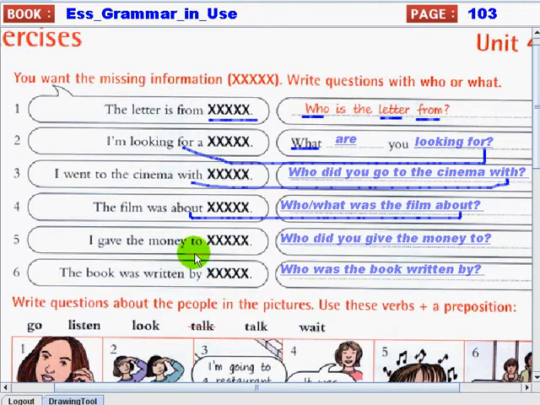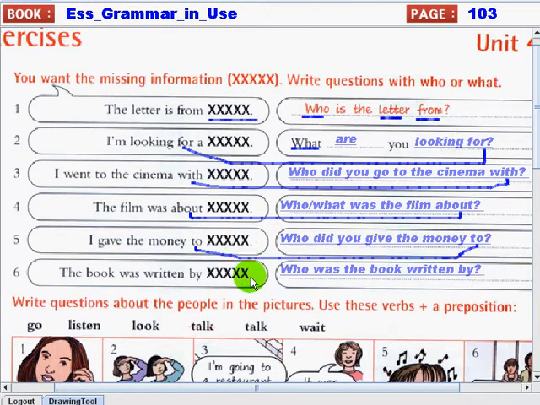Number 5, I gave the money to blank. Question is, who did you give the money to? I put to at the end of our sentence. And I used who because we're talking about a person whom our subject here gave the money, right?